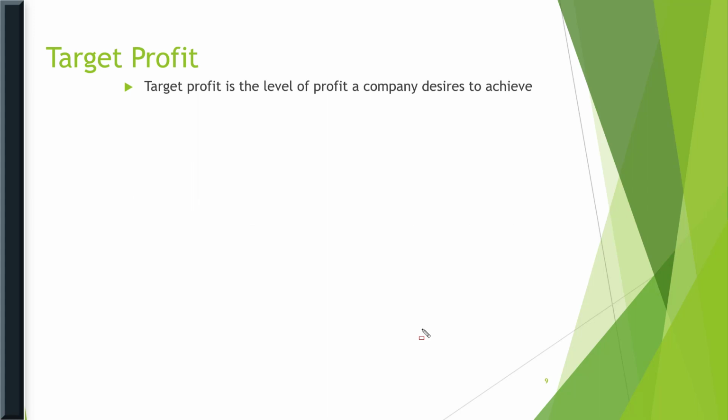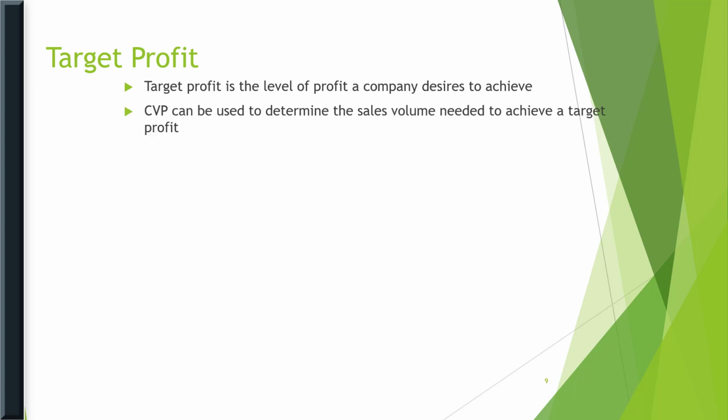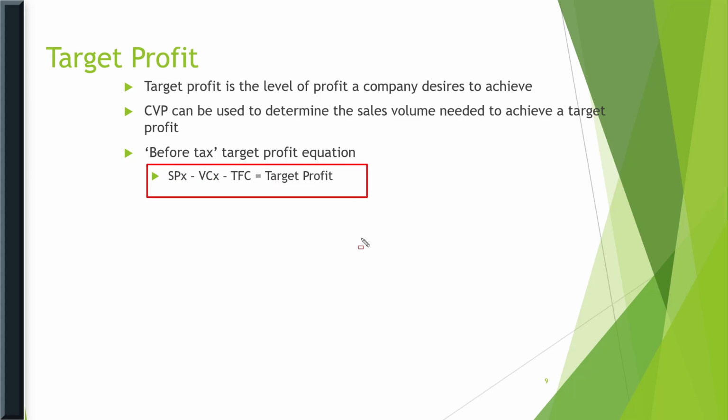Let's talk about target profit. What is target profit? Target profit is the level of profit a company desires to achieve. CVP can be used to determine the sales volume needed to achieve a target profit. So target profit can be explained by this particular equation.